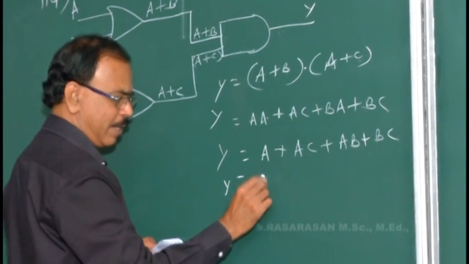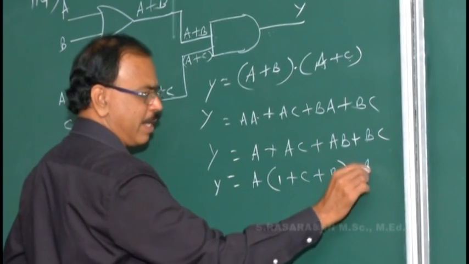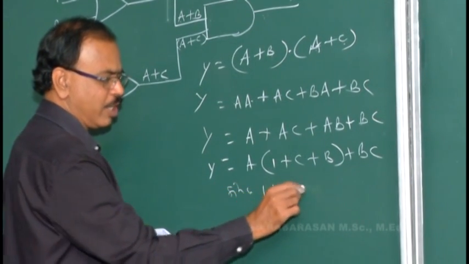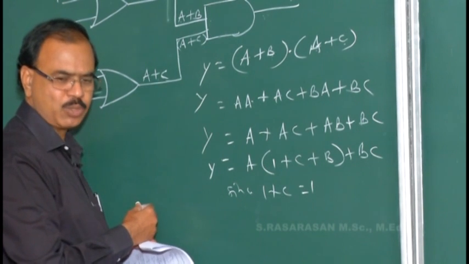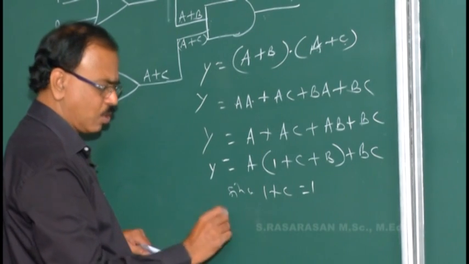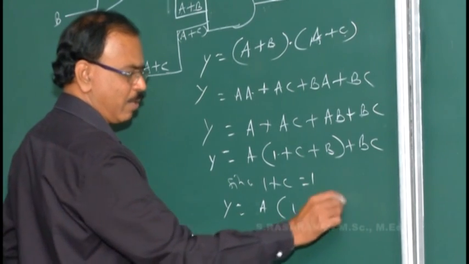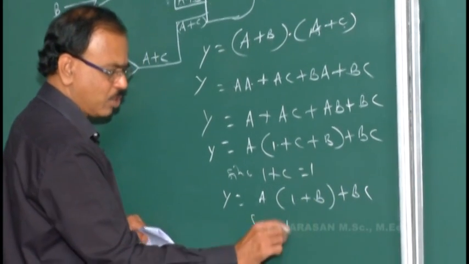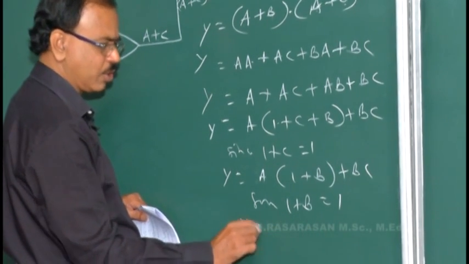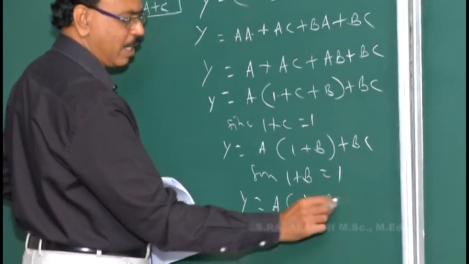We can take this A as common. 1 or C or B, or B and C. Since 1 or C is 1, 1 or A is 1, 1 or B is 1, 1 or anything is 1. So Y is equal to A and... 1 or C is 1, put that. So 1 or B comes. Once again, since 1 or B is 1, Y is equal to A, next, and 1 or B and C.